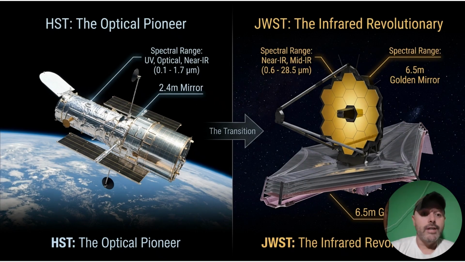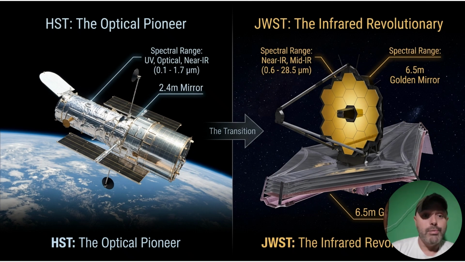We have a transition. Our first optical pioneer, the Hubble Space Telescope, transitioned to the James Webb Space Telescope. Hubble had an incredible run. There was an incredible legacy. It had a 2.4 meter mirror, and it had coverage from UV to near infrared. And James Webb Space Telescope represents a huge revolution. It has a 6.5 meter mirror and a larger spectral range, which reaches deep into the mid-infrared.